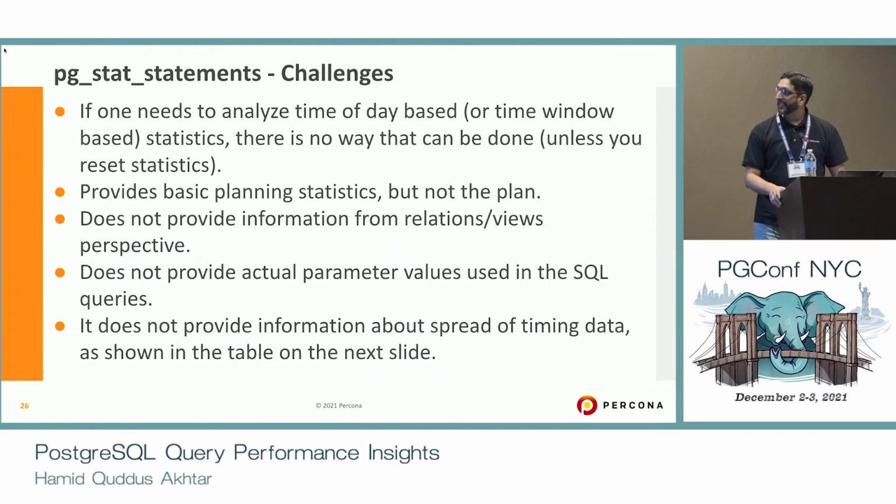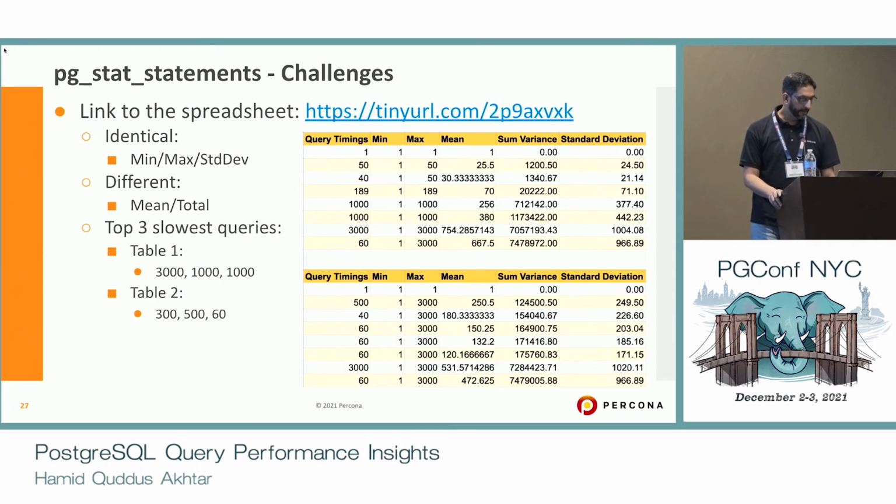Finally, I think the biggest problem that I have with PGStat statements is that it does not provide you how well spread that data is. It's providing you with min-max values and standard deviation and average values. But what I would have liked to see was a histogram here to see how spread out that data is and kind of the buckets that they fall into.